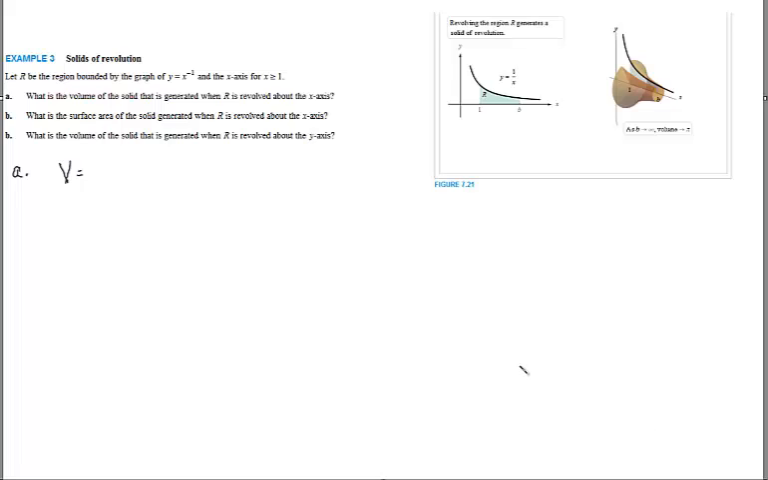Nice, they've given us an example where we get to do 3 separate problems for one example. It's lovely, don't you love it when they do that?